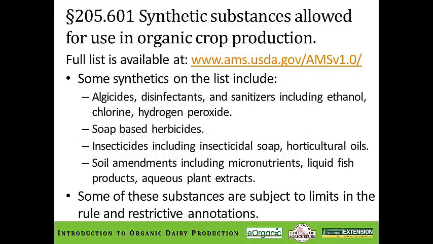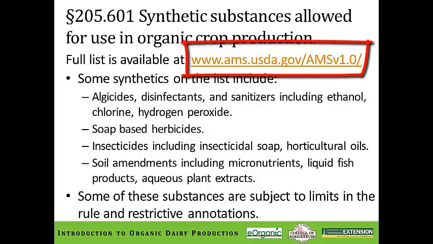The national list is found in 205-601, which is the synthetic substances allowed for use in organic crop production. And you'll see as we go through this, the national list is broken down into separate sections for crop, livestock, and processed products. The full list is available on the USDA NOP website.